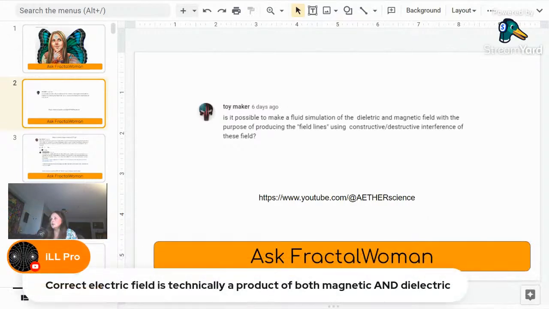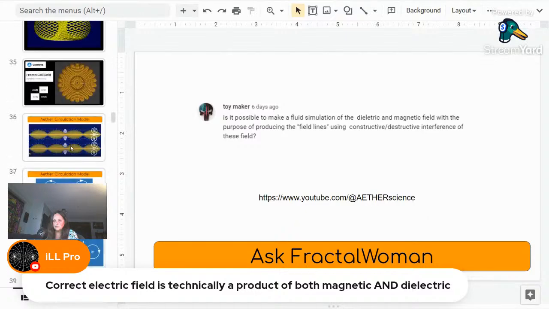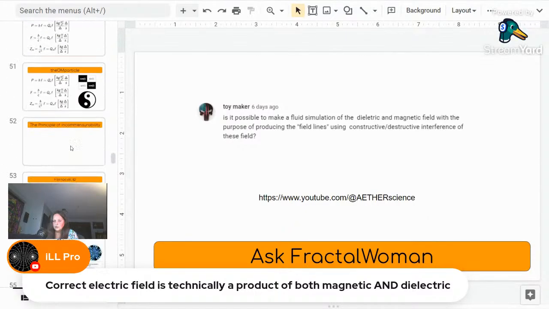Okay, so let's see here. So correct, the electric field is technically a product of both magnetic field and dielectric. Right. So, okay, so I actually do have a slide on this. Let me pull that up. It's probably way down at the bottom.